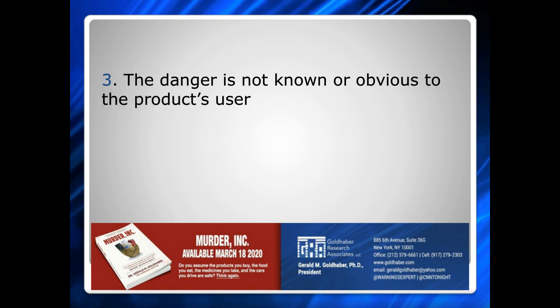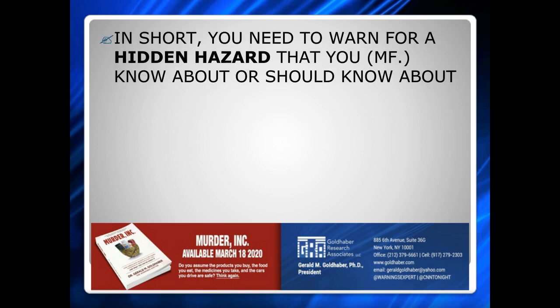Most of the time, however, the danger is not known or obvious to the product's user. Next slide, please. And so what we have now is called a hidden hazard. I boil it all down to two words. You need to warn when you have a hidden hazard. A hidden hazard is something you, the manufacturer, know about, but don't assume the consumer would know about. And that's a hidden hazard.